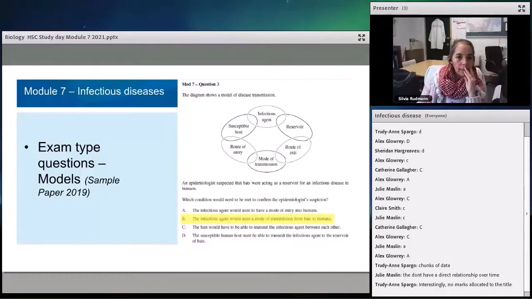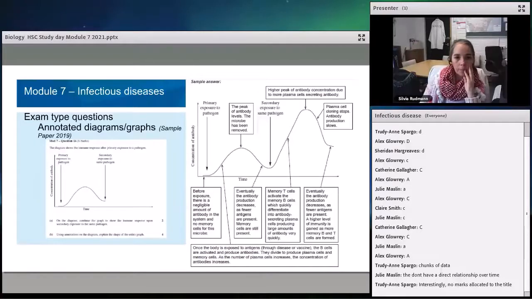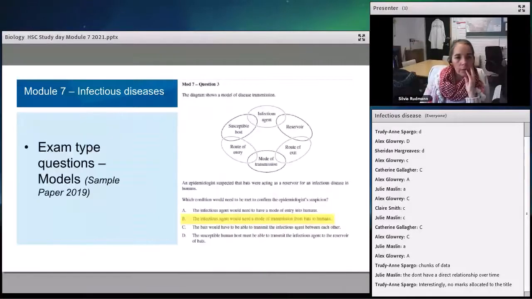This is another one that I put in there because it's focused on models, right? This is actually a model of disease transmission, and it's referring to multiple choice questions, right?